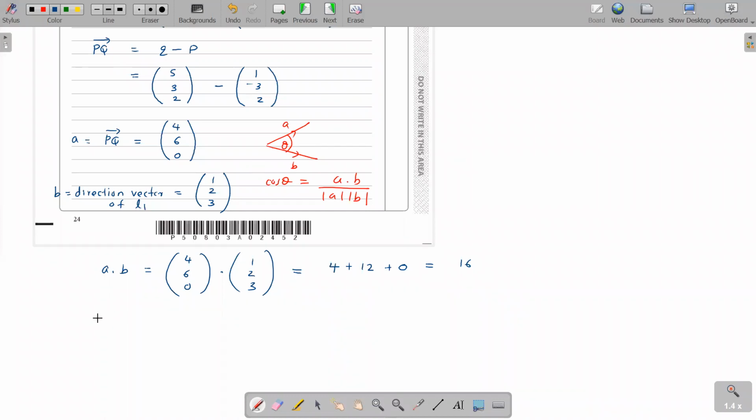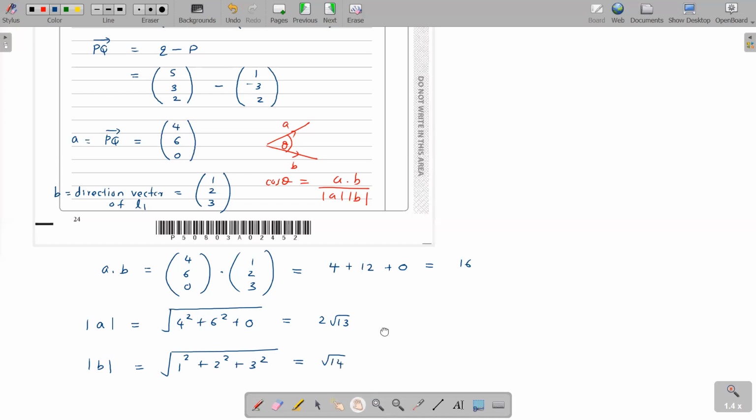And then tell me the modulus of A, the modulus of the PQ vector, 4 square plus 6 square plus 0 square. How much is the answer? Get me the answer: 2 root 13. And the other one? 1 square plus 2 square plus 3 square, square root. Root 14. Okay, so now we are ready.